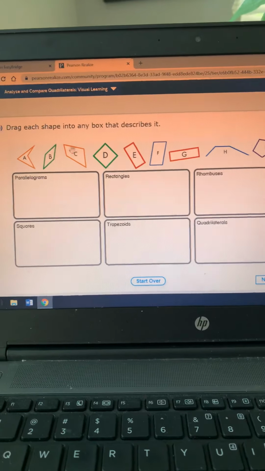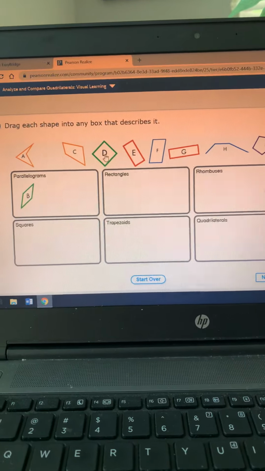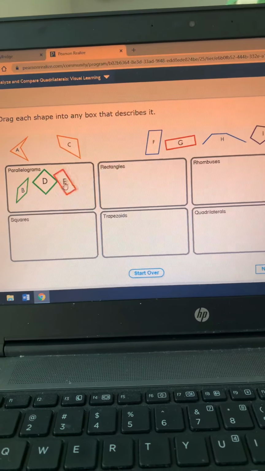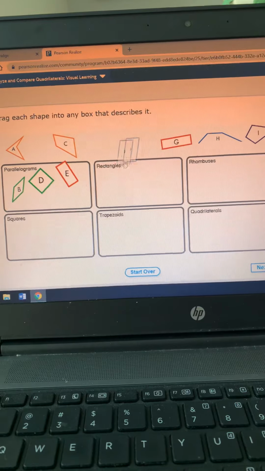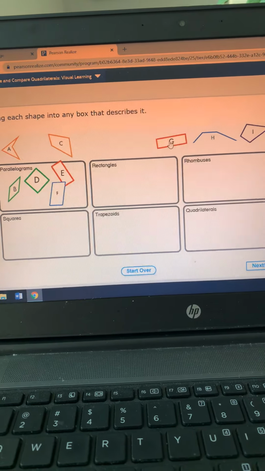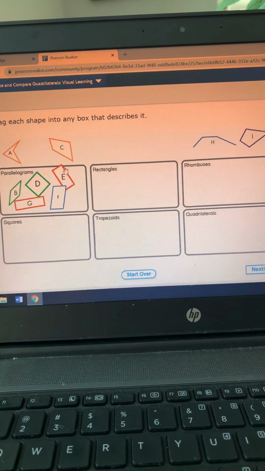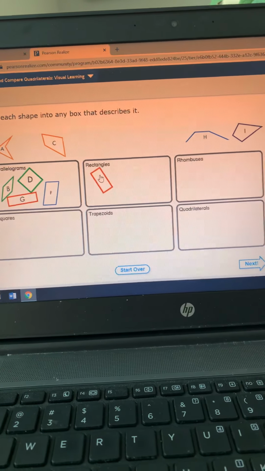Okay, so parallelograms. B is a parallelogram. D is a parallelogram because they have two pairs of parallel sides. So is E. So is F. So is G. Okay, rectangles. E is a rectangle.